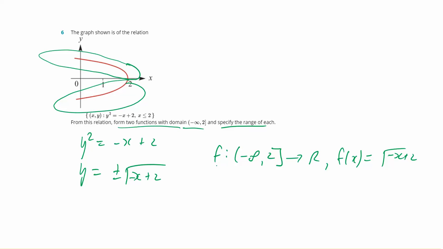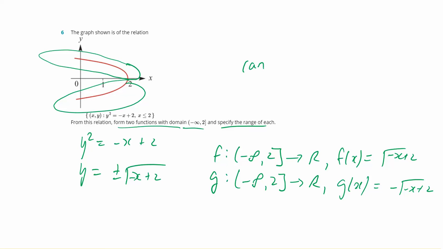Okay. I'm going to call my second function g. It's also from negative infinity to 2 mapped into reals. g of x equals negative x plus 2. Okay. What is the range of each? So range of f, range of g.